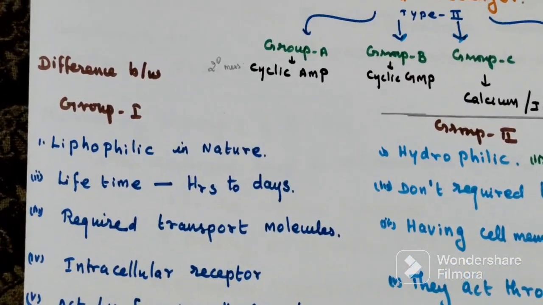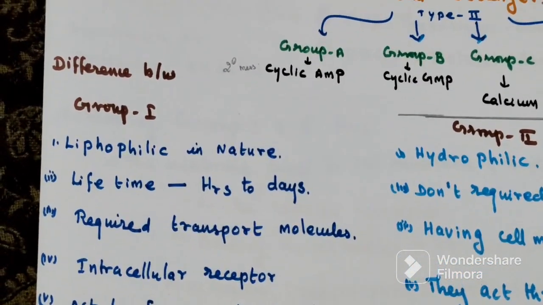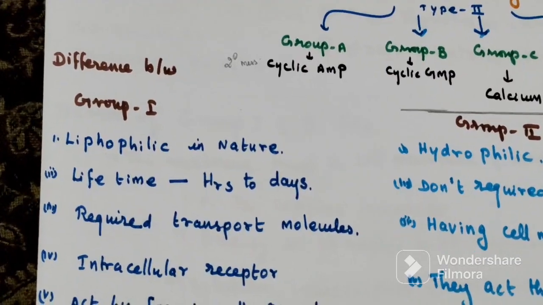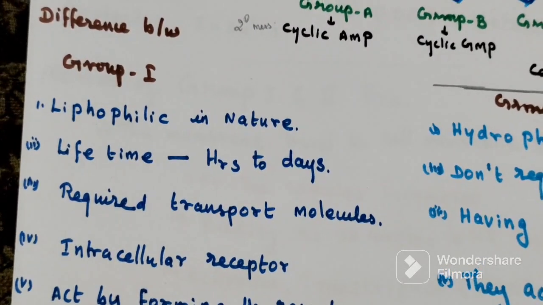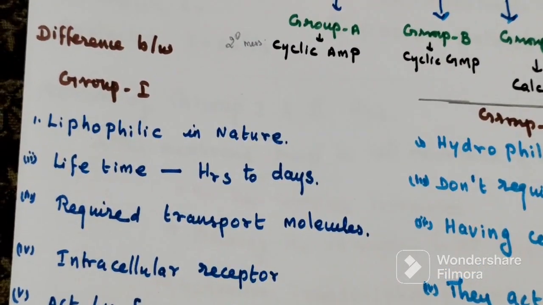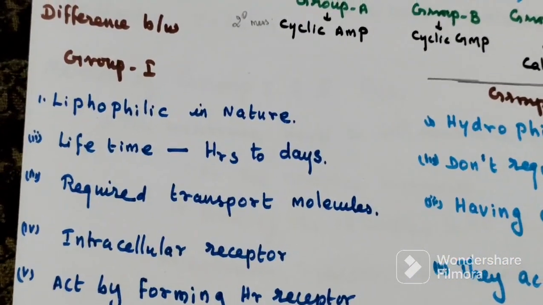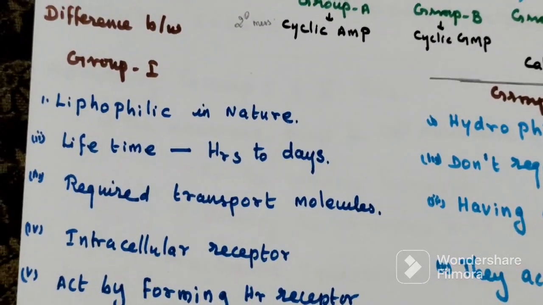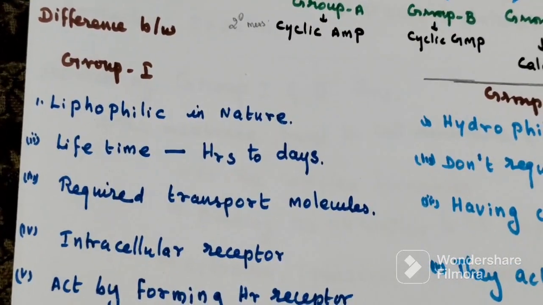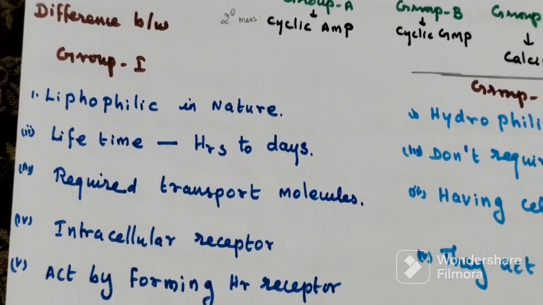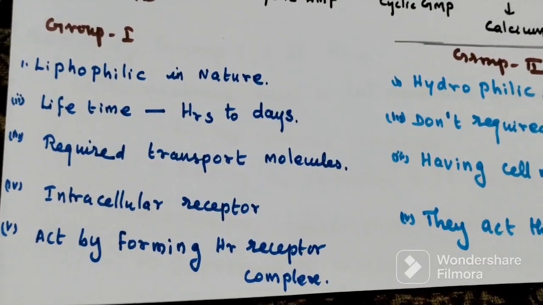Now let's discuss the difference between group 1 and group 2 hormones. Group 1 hormones are lipophilic in nature, lipid soluble. The cell membrane has a bilipid layer, so group 1 hormones easily pass through the cell membrane. They have a long lifetime, in hours to days. They require transport molecules. They have an intracellular receptor.